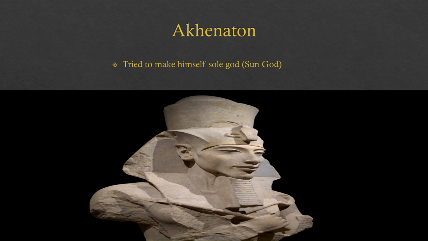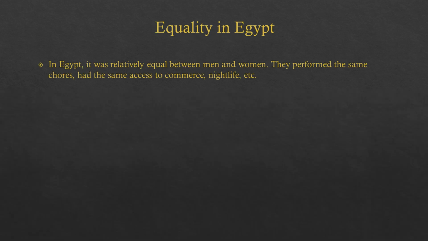We also have Akhenaten, a great powerful pharaoh, and he tried to make himself the sole god in Egypt and abolish all the other gods. But this was not liked by the priests, so they killed him.